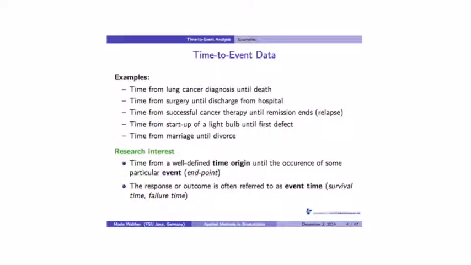For the second example, you measure time from surgery until discharge from hospital. So time from surgery until discharge is the time variable, and the event of interest in this case is discharge from hospital. For the third example, you measure time from successful cancer therapy until remission ends. So you have a period where you measure time, and the end event of interest in this case is remission, or the end of remission, or the patient relapse, and so on.